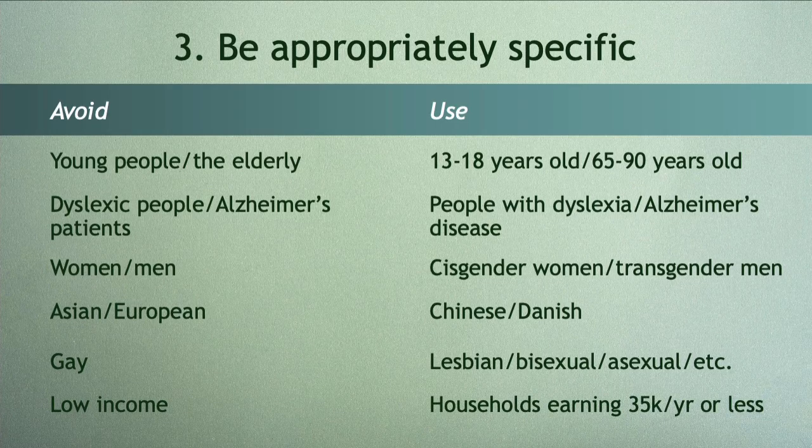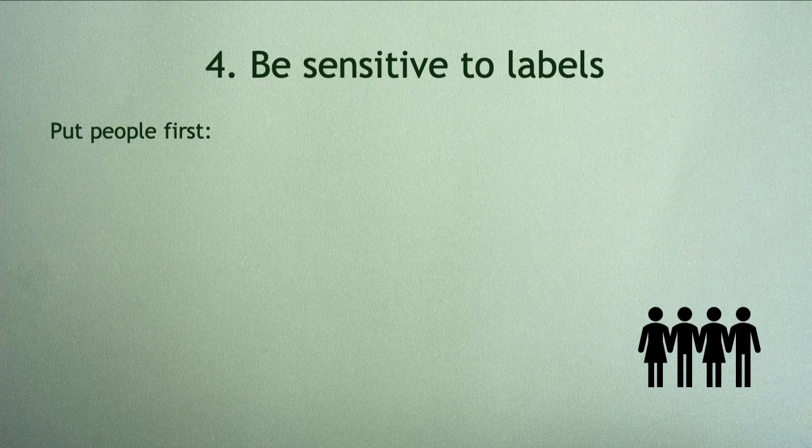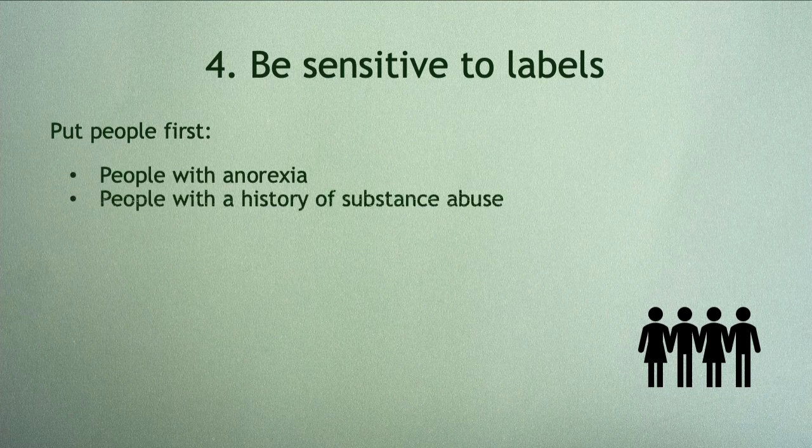Use income ranges or specific designations when referring to income levels. For example, instead of low income, you might say households earning $35,000 a year or less. Be sensitive to labels. Put people first, ahead of their condition, if talking about disability or illness. Use phrases like people with anorexia, or people with a history of substance abuse, or people who use wheelchairs.